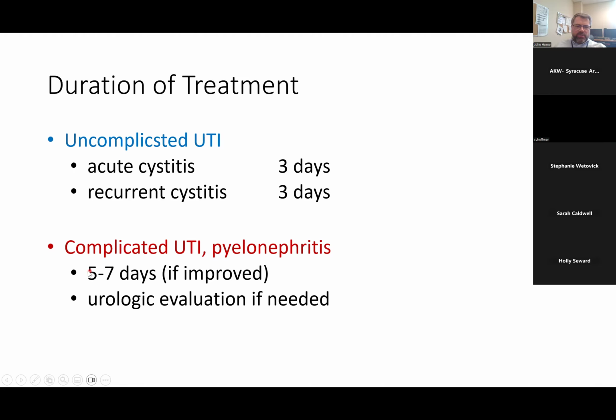Complicated UTI, pyelo. Generally the guidelines would say you can give 5 days if it's a fluoroquinolone, but generally it's 7 days. If they're improved in this time, you can stop antibiotics.